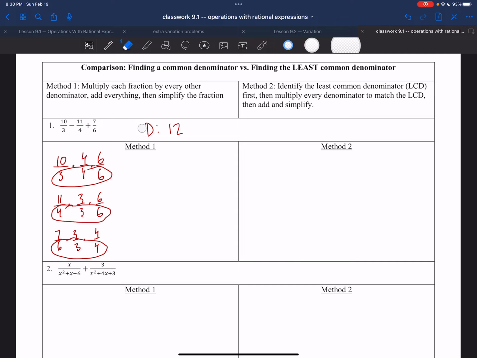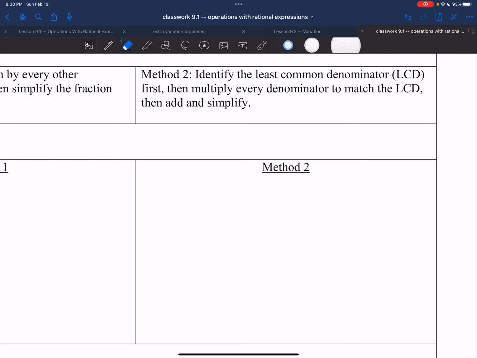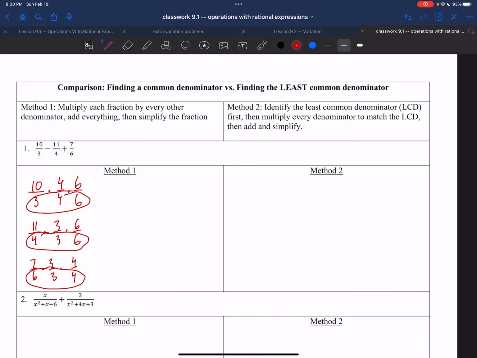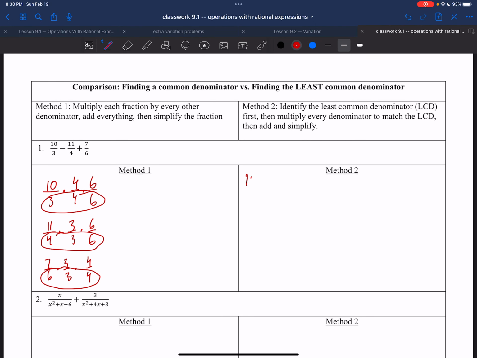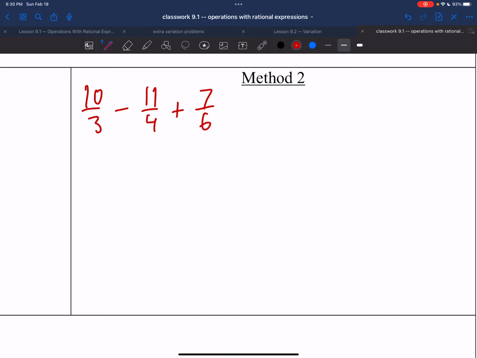And so I'm going to go through how to find the least common denominator with those numbers, just like you would in, I don't know when they teach this, maybe 6th grade, I want to say. I don't know when you add fractions together. But let's find the least common denominator. So I need to do 10 thirds minus 11 fourths plus 7 sixths. And I'm going to do this the way they do it in middle school, okay? Or elementary, depending on when you learn this.